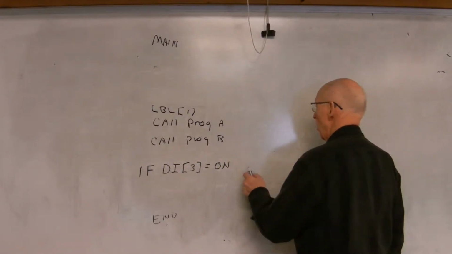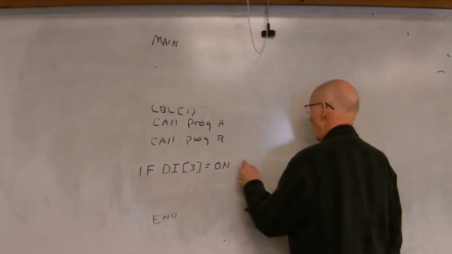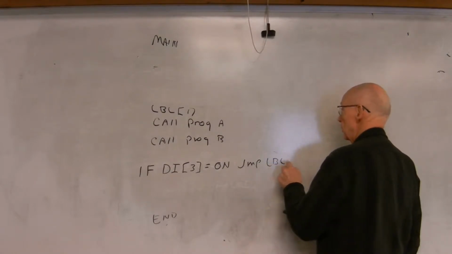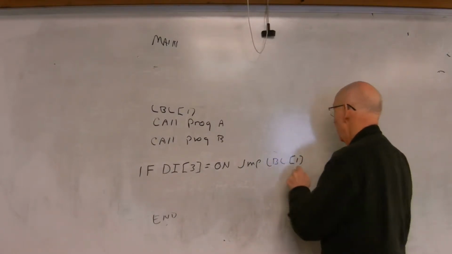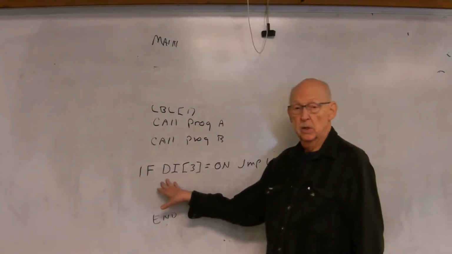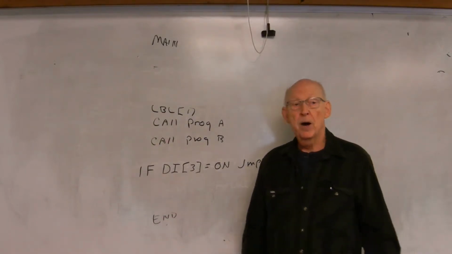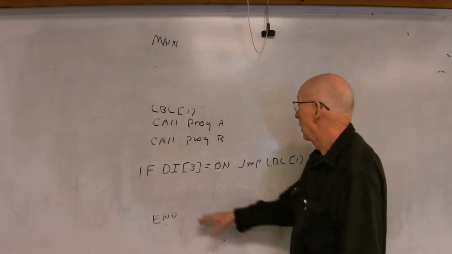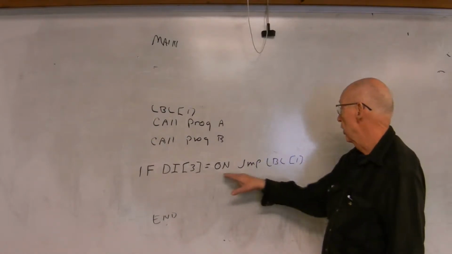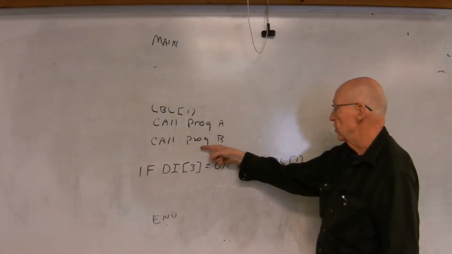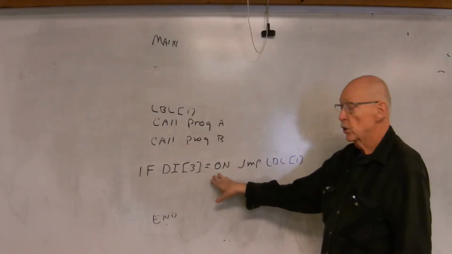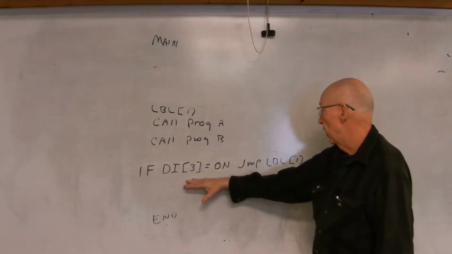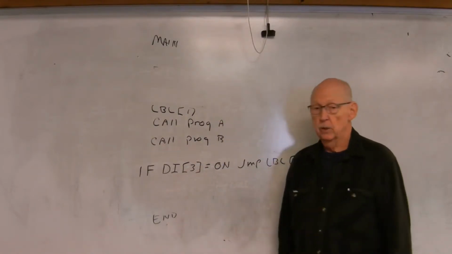If it's on, then jump label 1. So we can test digital input, digital output, robot input, robot output. There's a number of I/O you can test. So if it's on, it will be true, and it will jump to label 1 and execute these again. If digital input 3 is off, then this test would be false. It'd fall through and end the program.